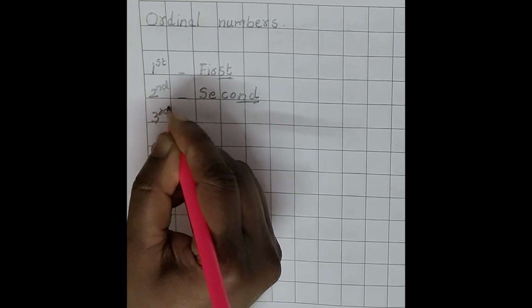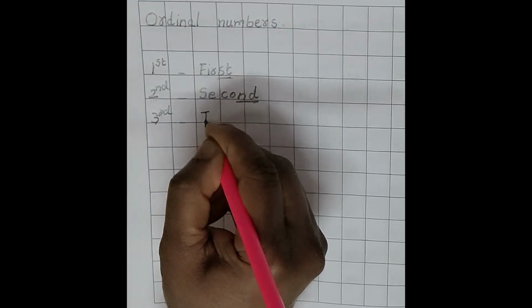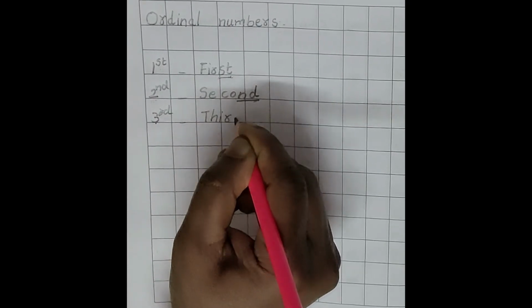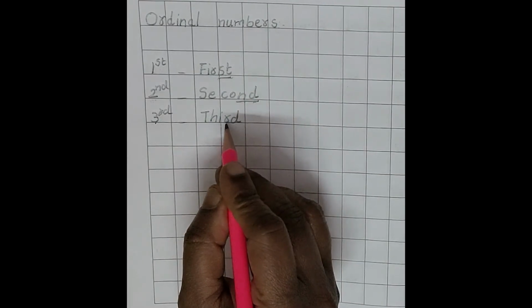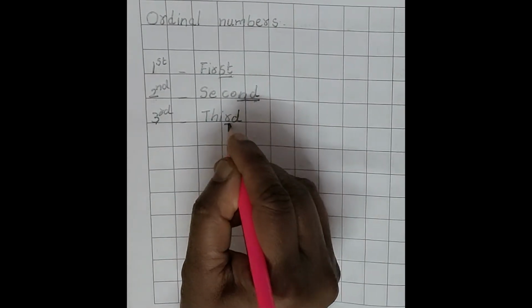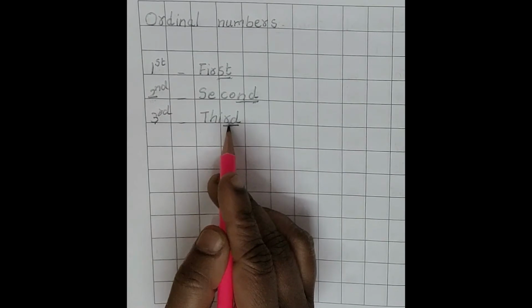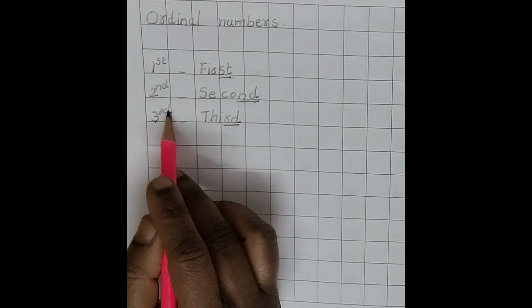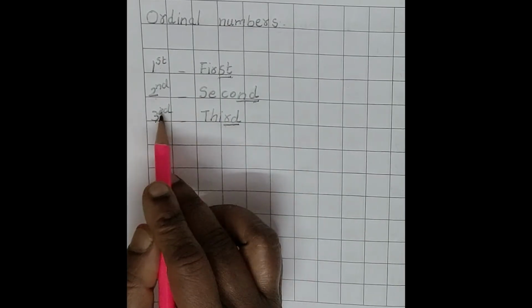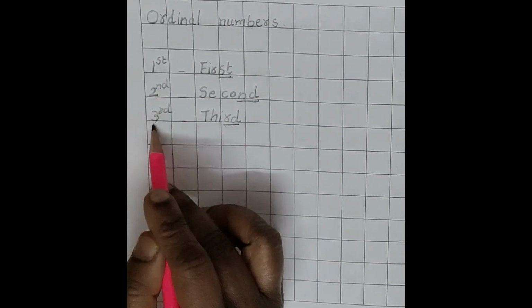Now third. THIRD, third. Now which are the last 2 letters here? RD. So we should write RD on top of 3. 3RD, third.